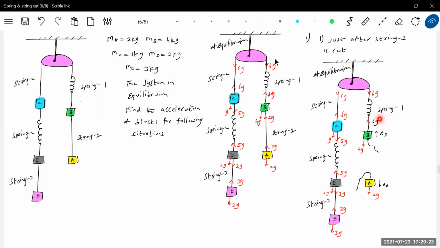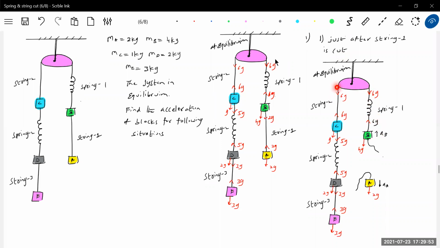Agreed? This is very, very important. So here 2g is there. So this 2g got vanished. When will spring force change? When this block B starts moving, after it has undergone some displacement. But what is our question? Just after string 1 is cut. So the displacement of block B is 0, no? After a certain time the displacement will be non-zero, then spring force will change. So this will have acceleration AB upward.